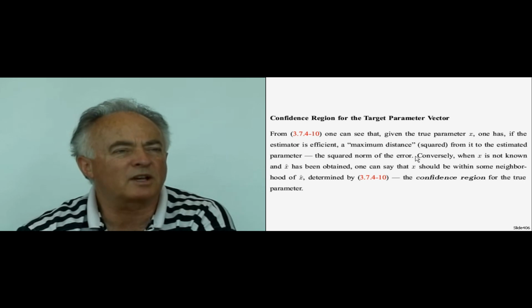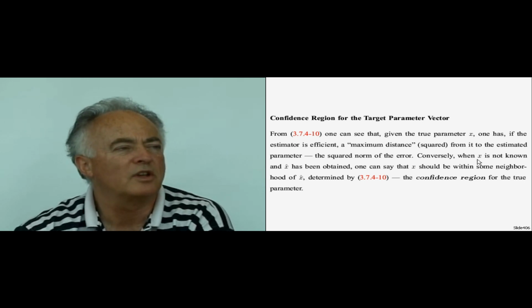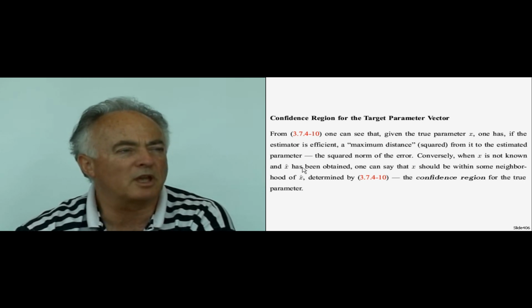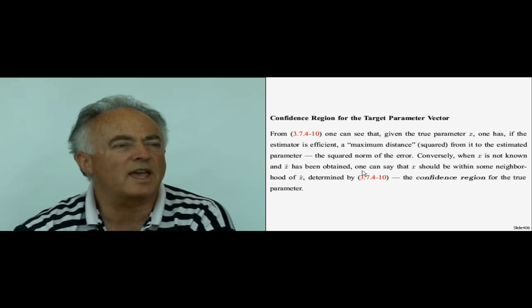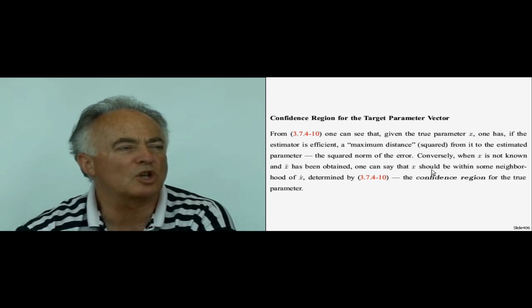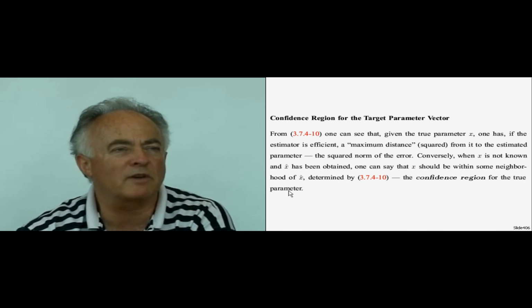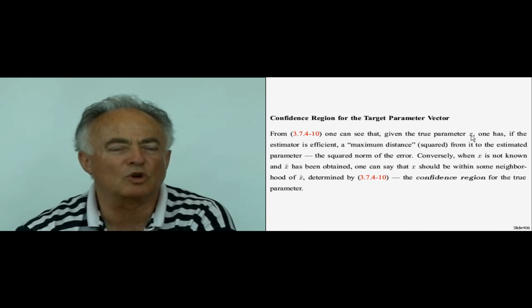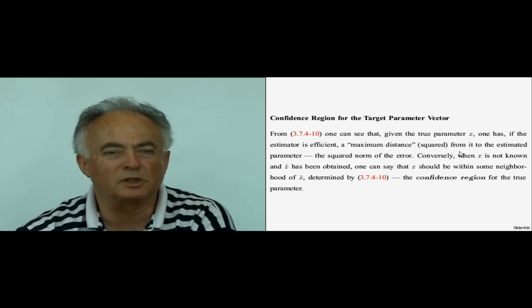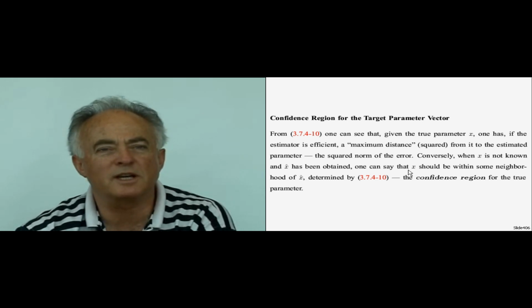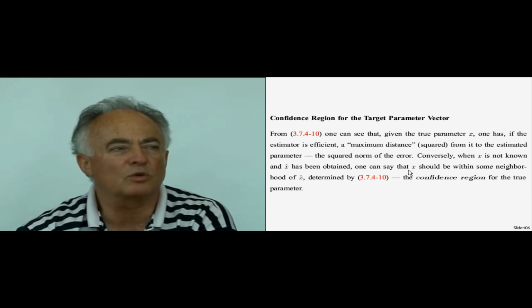Now, if x is not known and x hat has been obtained, one can say that x should be within some neighborhood of x hat, determined by the same equation, and this is the confidence region for the true parameter. So if you have x, you know x hat has to be close to it somewhere. But you don't have x, you have x hat. So now you put the problem backwards. I have x hat, where is x? X is somewhere around x hat. And this is called the confidence region.